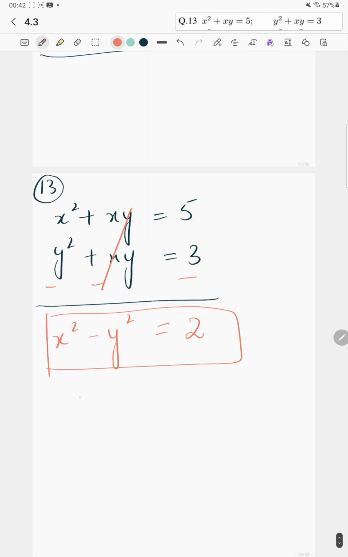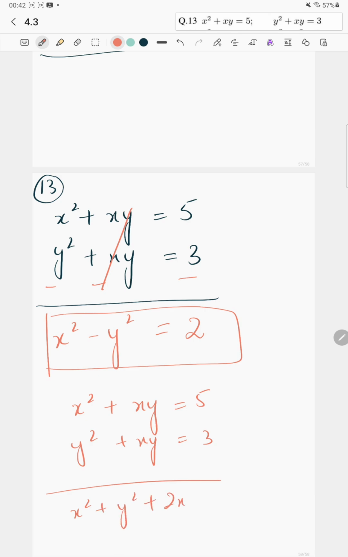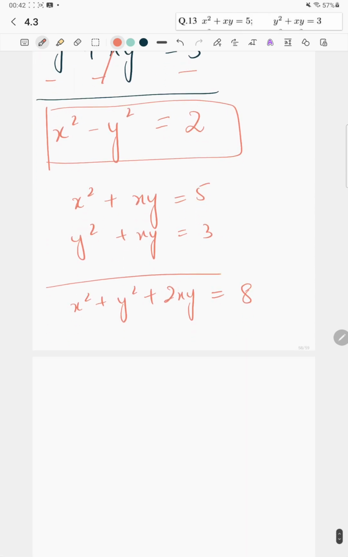Now let's add these two equations: x square plus xy is equal to 5, y square plus xy is equal to 3. By adding I will get x square plus y square plus 2xy, which is equal to 8. So now I get one equation in variables x and y, and this has the product of x and y. I know that when I have an equation with the product of x and y, I'm going to solve it with the help of the quadratic formula.